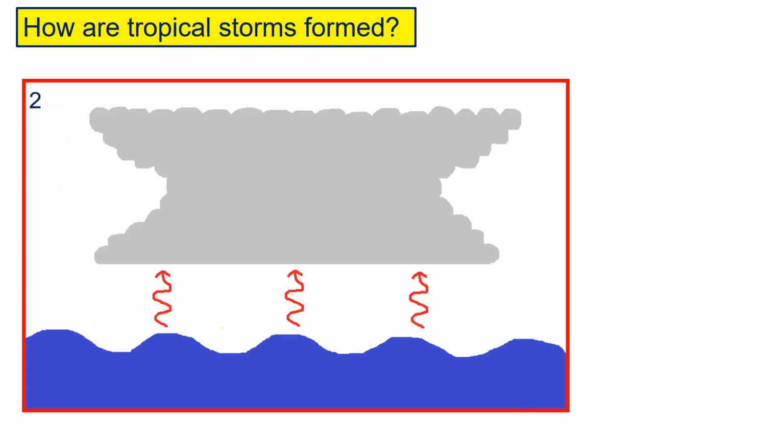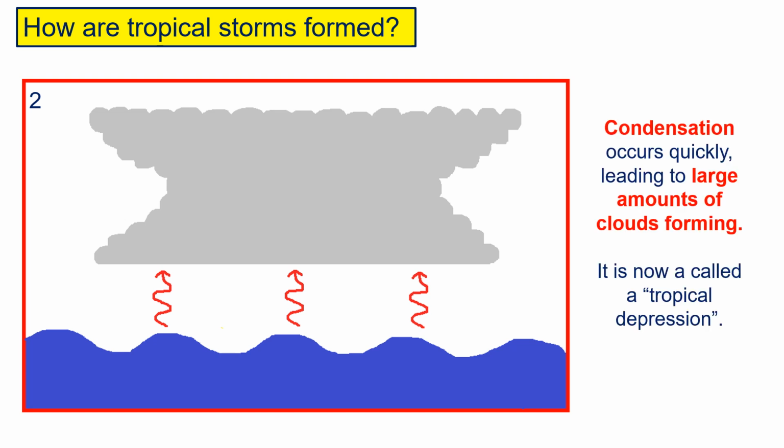Then we go on to picture 2. What we need to draw in picture 2 is the sea, and draw the arrows to show the evaporation with a nice thick cloud above it. So condensation occurs quickly, leading to large amounts of clouds forming. It's now called a tropical depression.